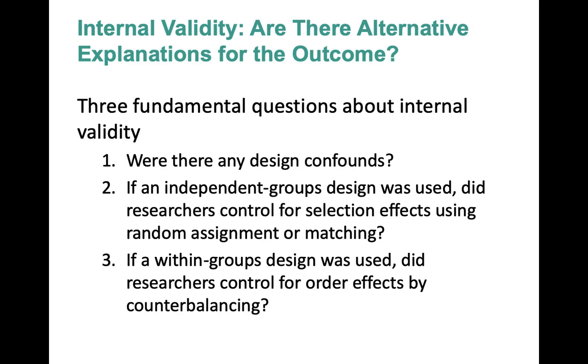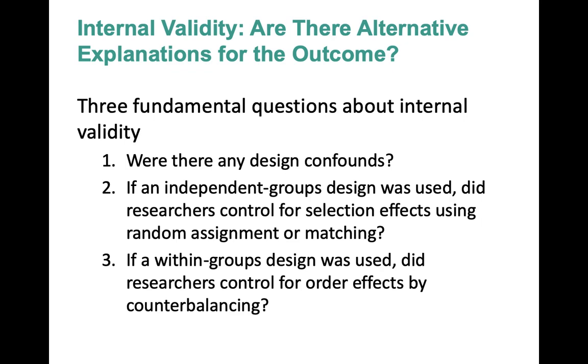Okay, second question. If the experimenters used an independent groups design, did they control for selection effects using random assignment or matching? Again, you don't just let people pick conditions, and it is the most basic thing that you can do as an experimenter to use random assignment.